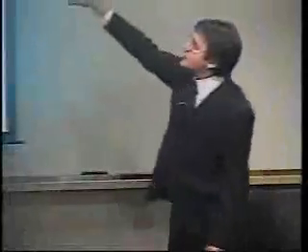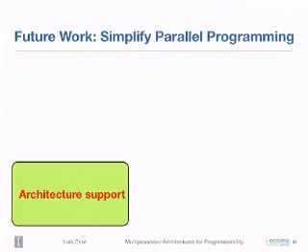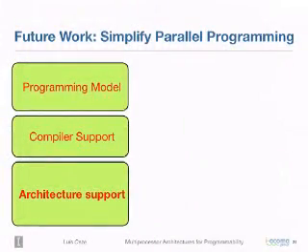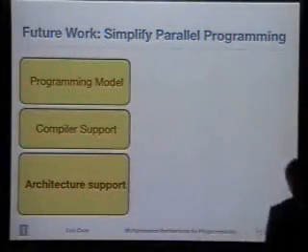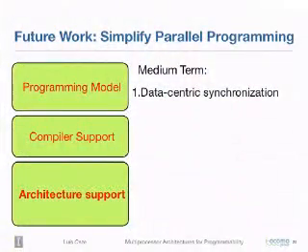So the whole idea is to continue working on simplifying parallel programming. Most of my expertise is in architecture support, and I want to think about simple, realizable architecture features that the compiler uses to support a programming model. So I want to work at these three levels, of course, with the focus on the architecture, but move these three things at the same time: the architecture support, the compiler, and the programming model.